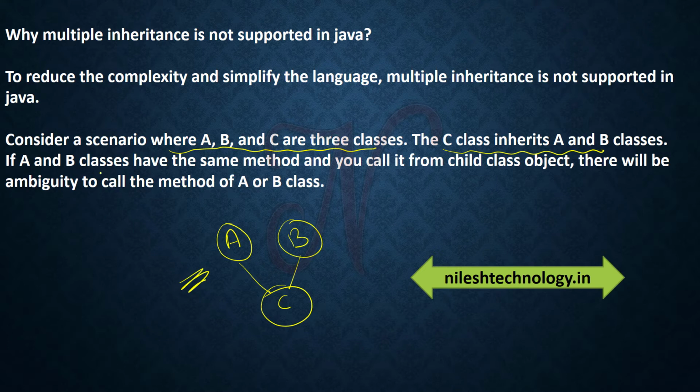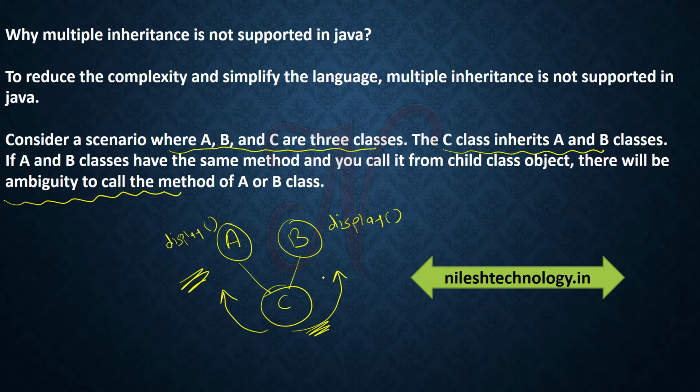If the A and B classes have the same method name, for example a display function in class A and a display function in class B, then there will be ambiguity in calling the method of A or B. If you create an object of C and call the display function, the compiler can get confused whether the display function should be called from class A or class B. So this problem will occur, and Java does not support multiple inheritance.